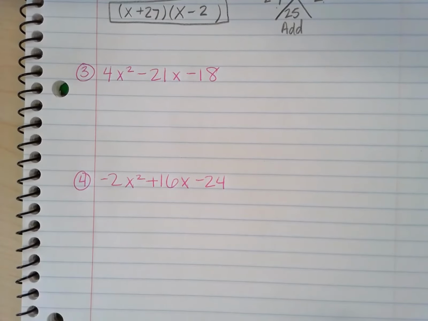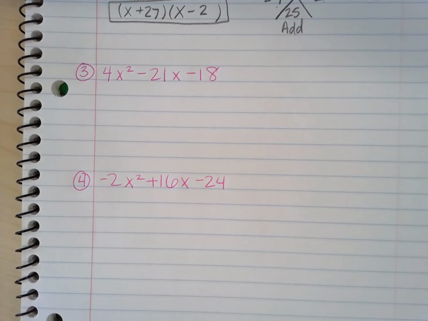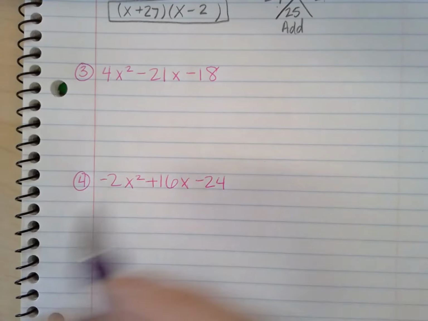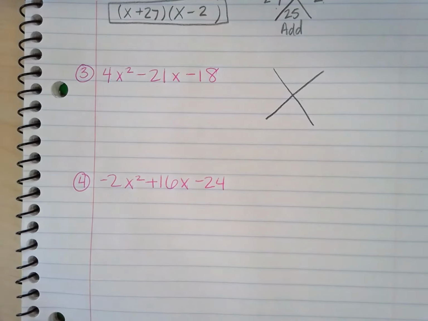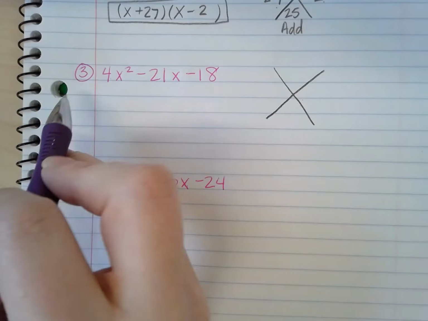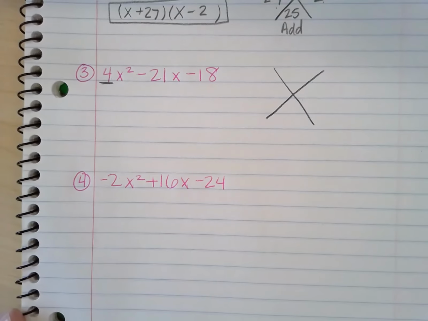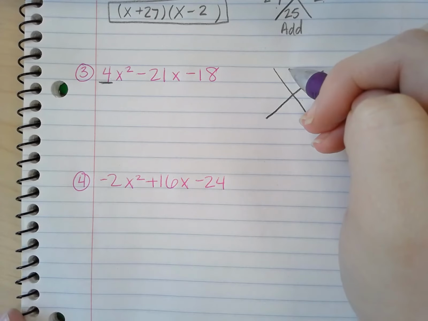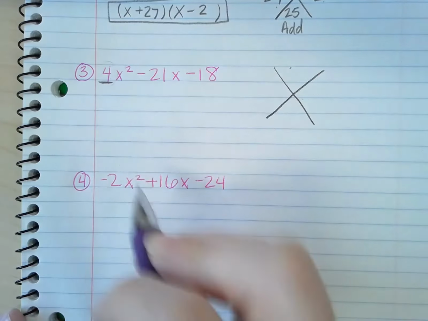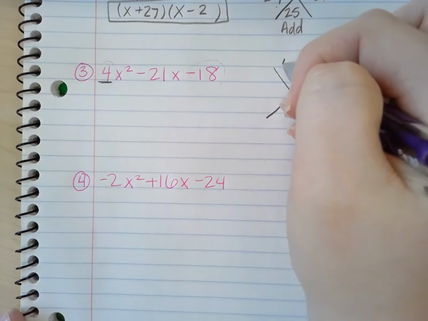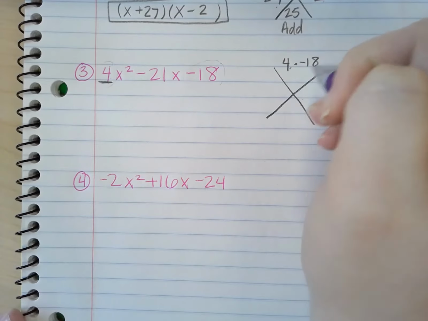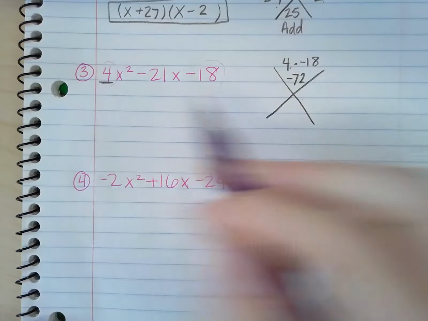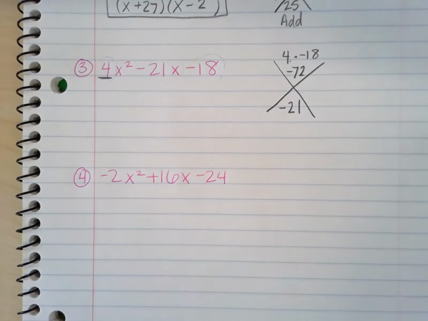Problem 3 has 4x to the second minus 21x minus 18. This is a 3-part problem, so that means I'm going to have to use an x. However, it differs from problem 2 because now there's a 4 in front of the x to the second. So that changes how I get the very top number up here. I now have to multiply the very first number, 4, with the very last number, negative 18. So 4 times negative 18 gives me negative 72 for my top number of the x. The middle number is still the bottom number, so negative 21.